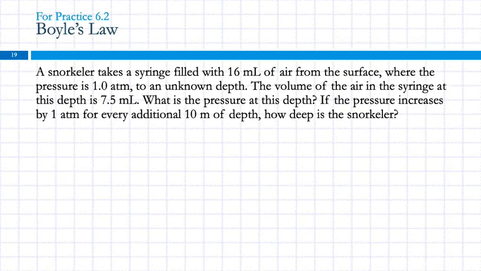So let's do this problem. A snorkeler takes a syringe filled with 16 milliliters of air from the surface, where the pressure is 1 atmosphere, to an unknown depth. The volume of the air in the syringe at this depth is 7.5 milliliters. What's the pressure at this depth? If the pressure increases by 1 atmosphere for every additional 10 meters of depth, how deep is the snorkeler?